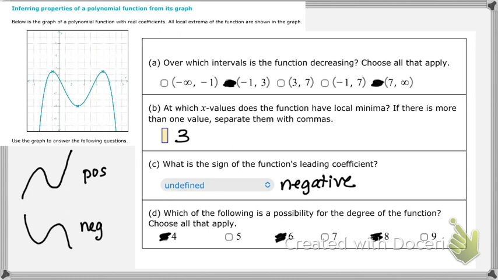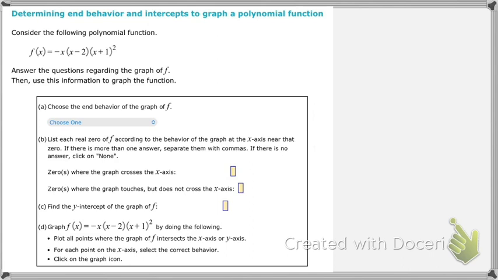Okay? Let's take a look at another series of questions. And we do need to introduce a big new concept here. So let's see what we can answer without the big new concept. Choose the end behavior of the graph. All right, we've seen problems like this before. There are 2 x's there. 2, 3, 4. So this is x to the 4th.